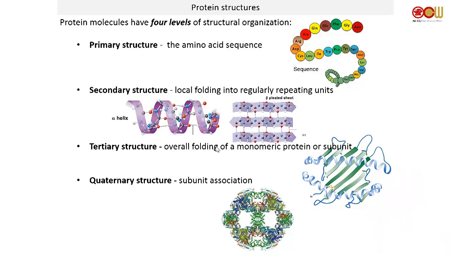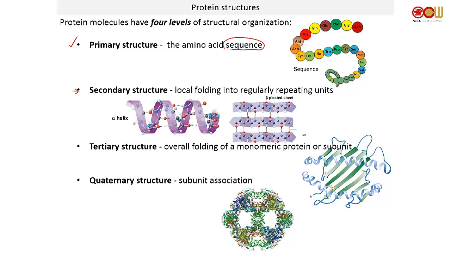Coming back to protein structures, protein molecules have 4 levels of structural organization. Primary structure we talked about, which is essentially the amino acid sequence. Nothing more than that, simple. Alanine, glycine, and so on. And then we're going to talk about secondary structures today.